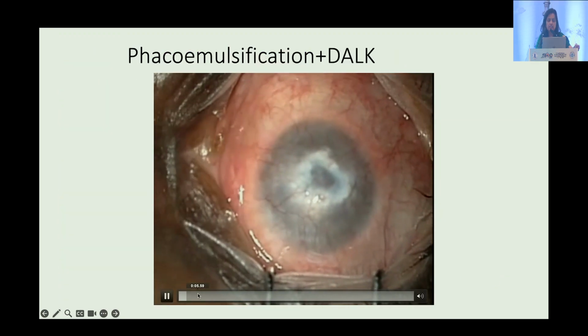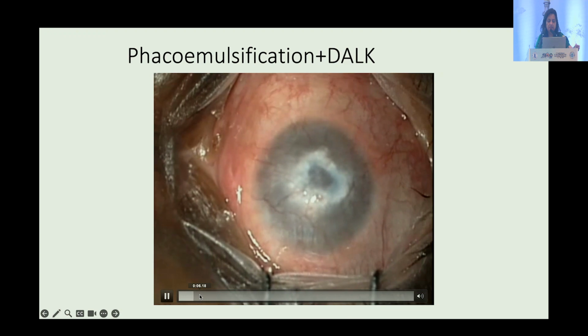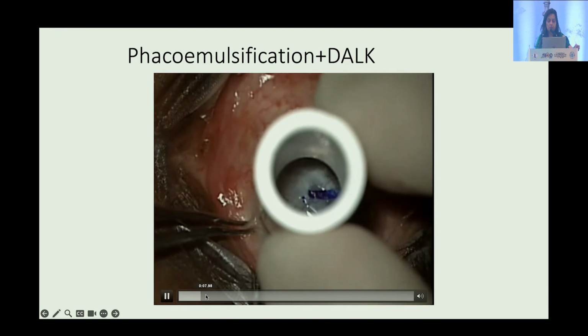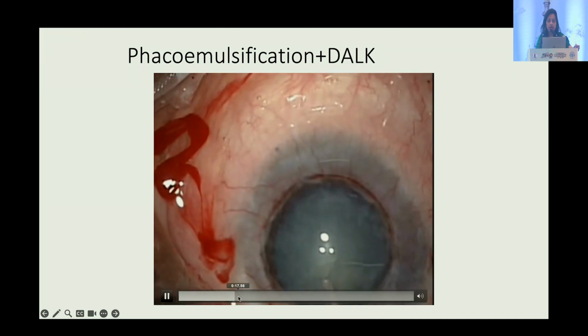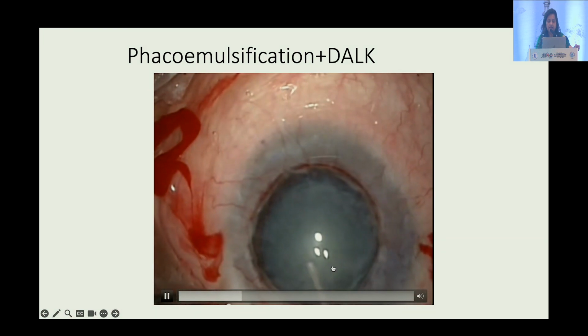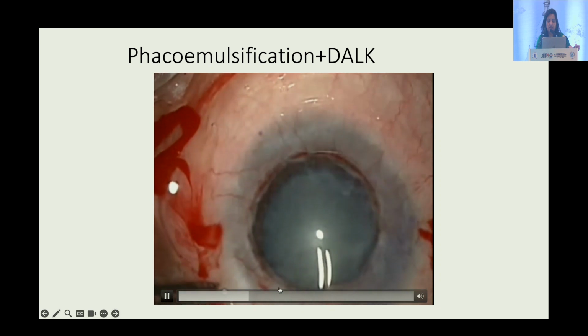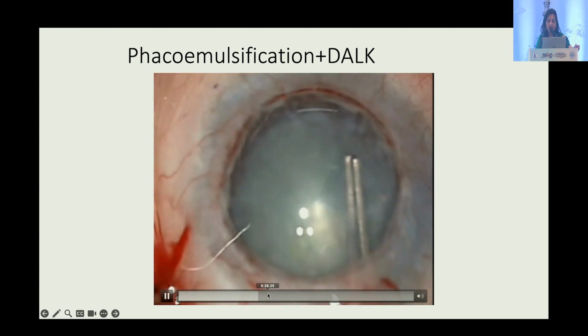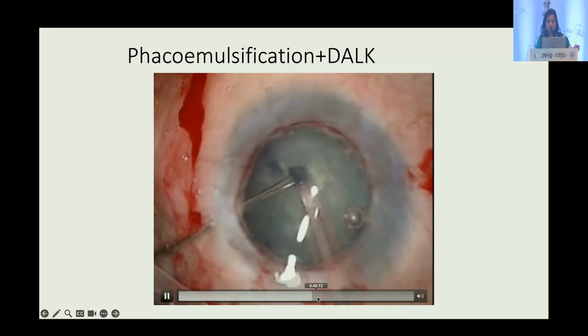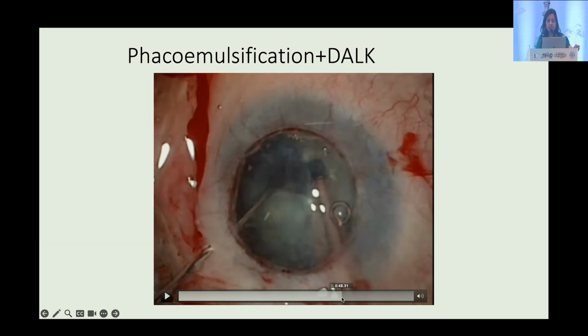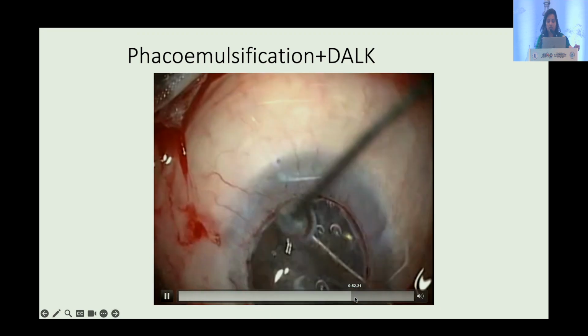Now, this was a case in which we were planning to do a deep anterior lamellar keratoplasty. So a partial thickness trephination was done. The anterior lamellae were removed, and then subsequently the cataract surgery was initiated. Again, capsulorhexis was done after staining it with the trypan blue dye. Subsequently, nuclear emulsification was undertaken, and the foldable intraocular lens was implanted.